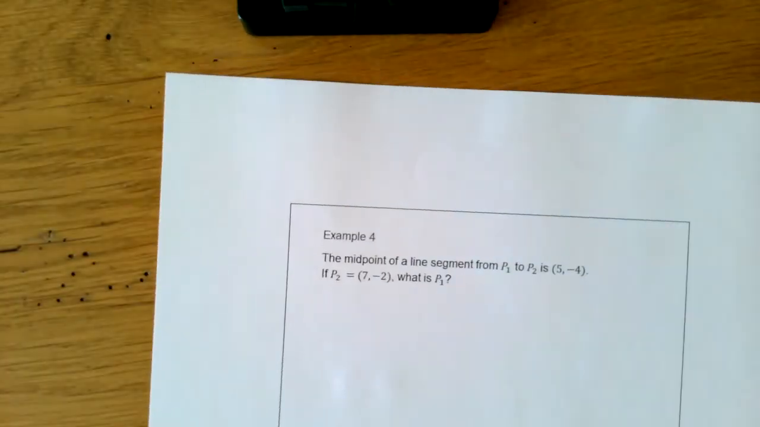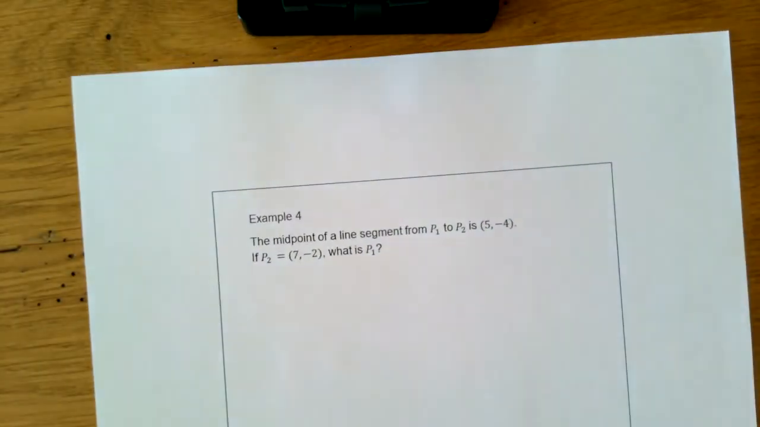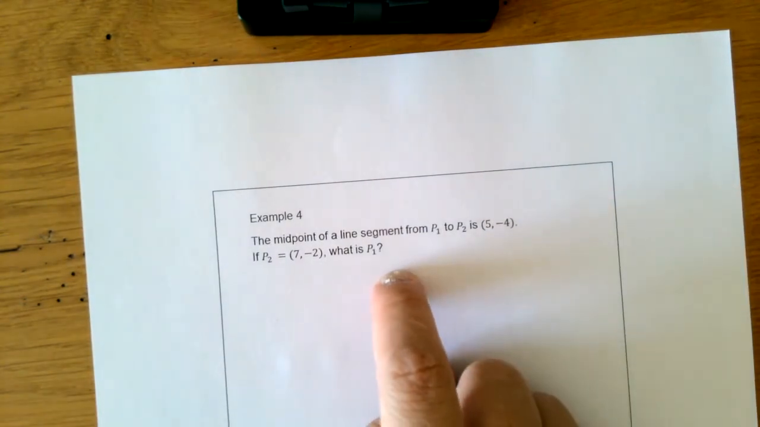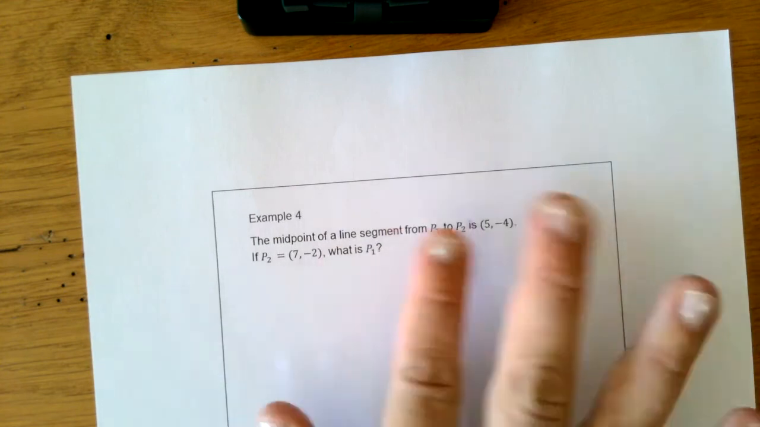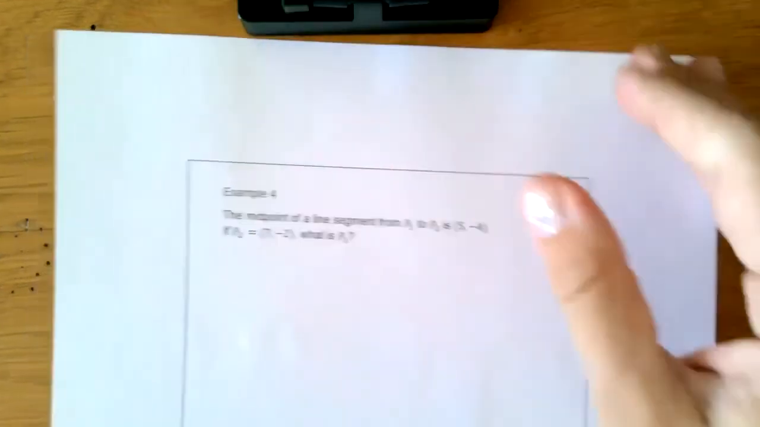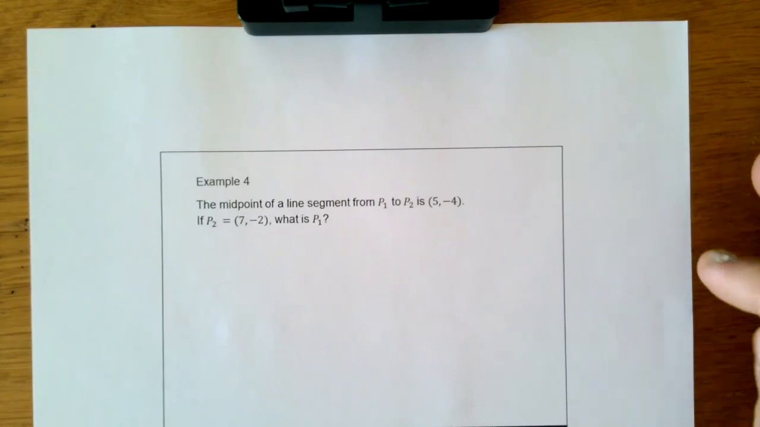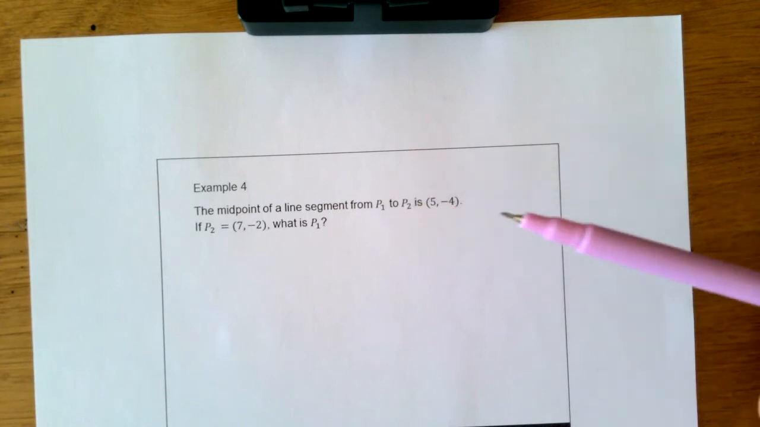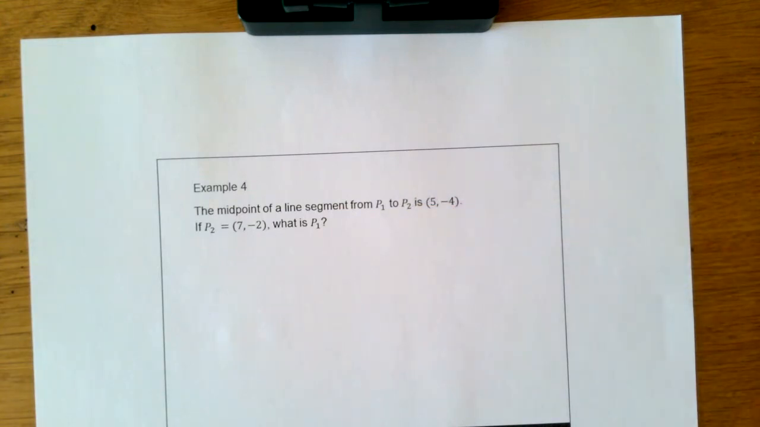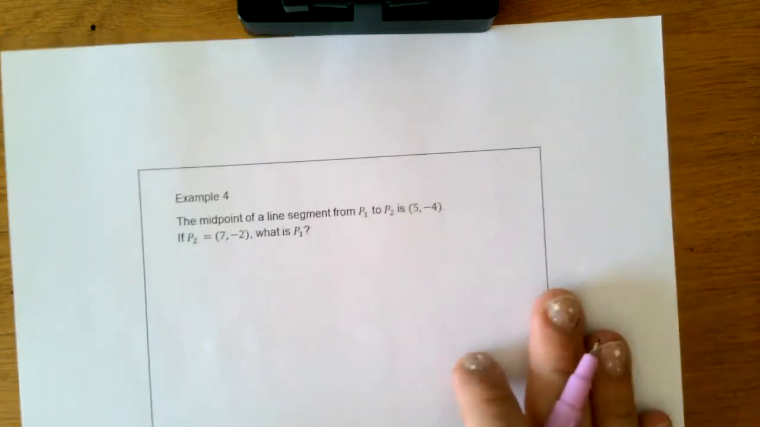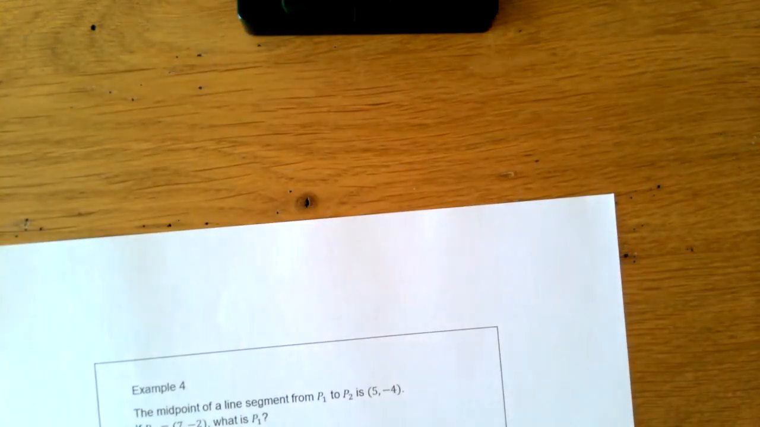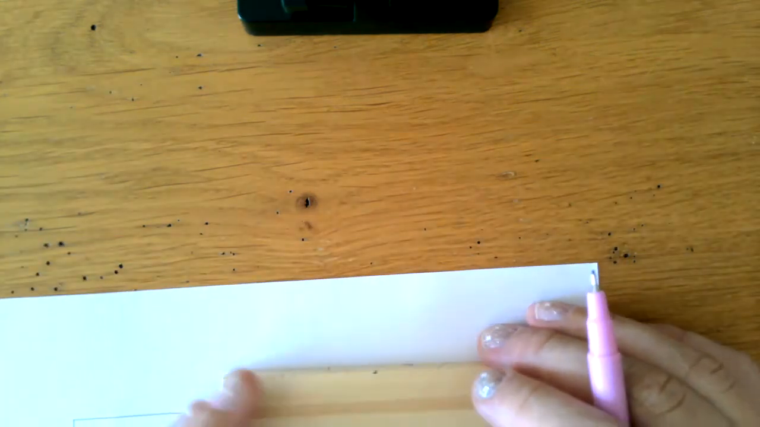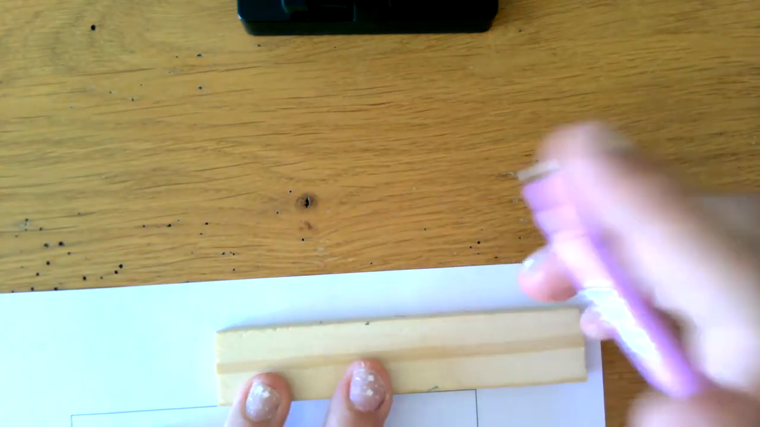All right, last piece. We're going to try to use the same formulas, but extra analysis. So not a new skill, but just an extra analysis. You're thinking about it differently, okay? The midpoint of a line segment from P1 to P2 is 5, -4. If P2 is 7, -2, what is P1?